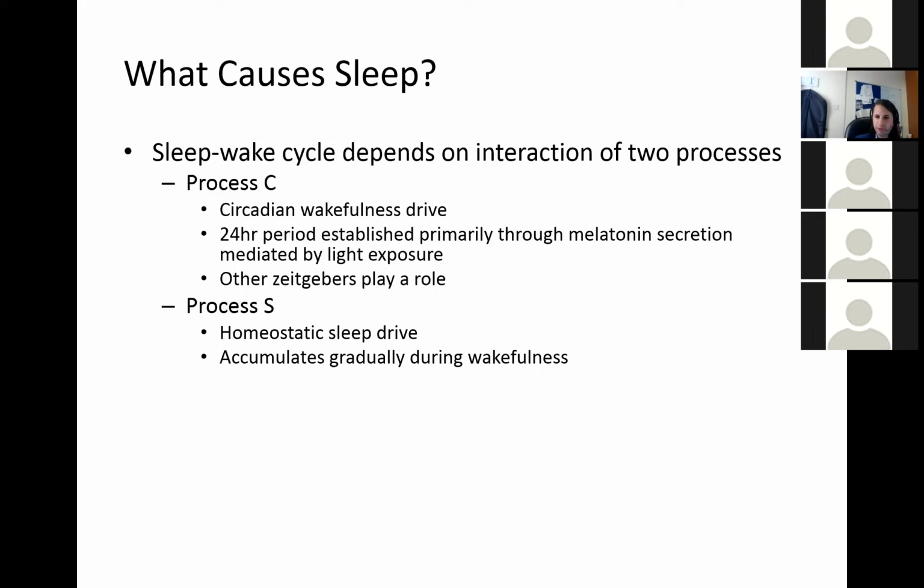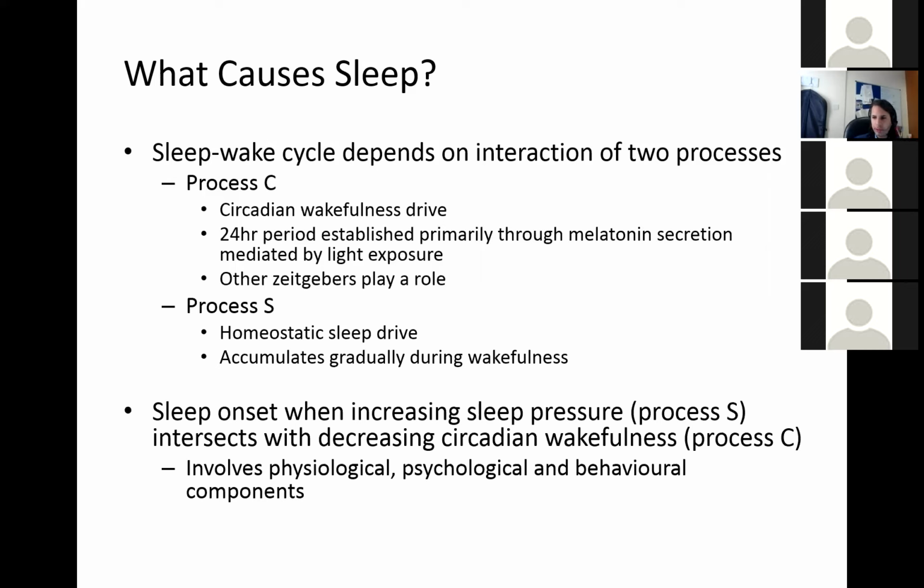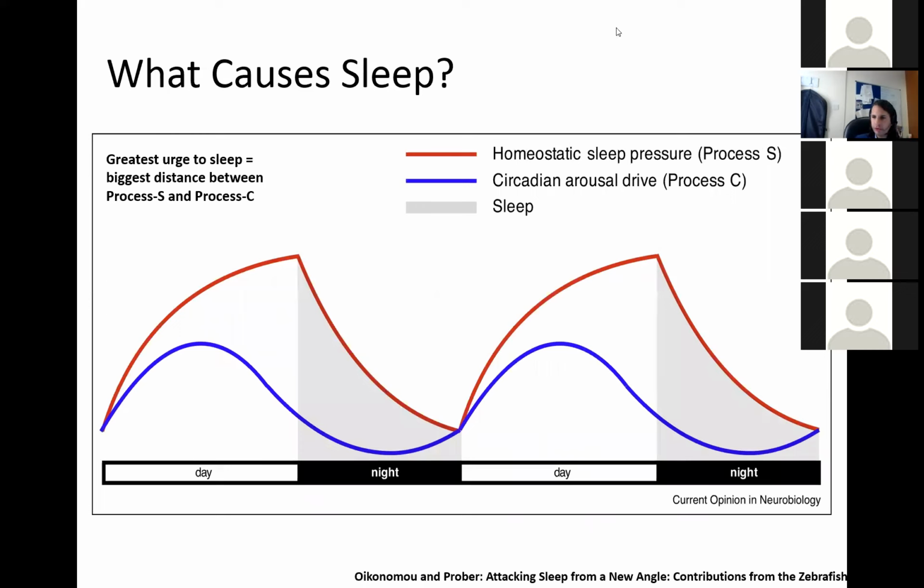And there's process S, which is your homeostatic sleep drive, and this accumulates gradually as you're awake. And sleep onset occurs when increasing sleep pressure, process S, intersects with decreasing circadian wakefulness, process C. And this also involves psychological, physiological, and behavioral components. And this is shown in this graph. So you can see process S in the red and process C in the blue. And when there's the biggest gap between the two, there is sleep onset. And when they meet again, then you wake up.